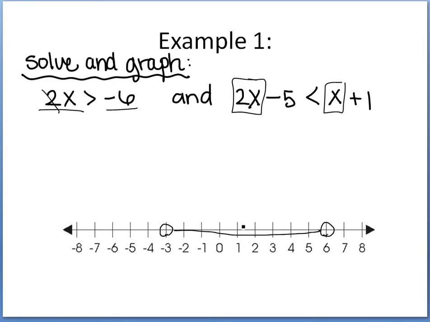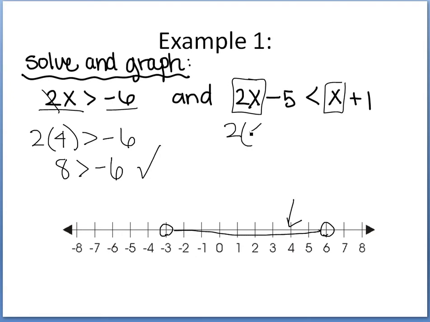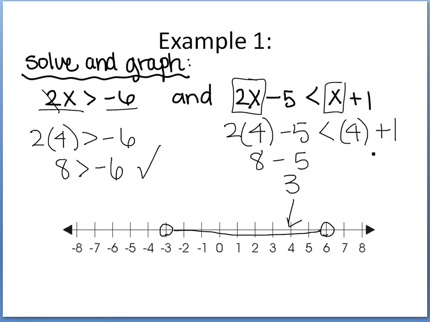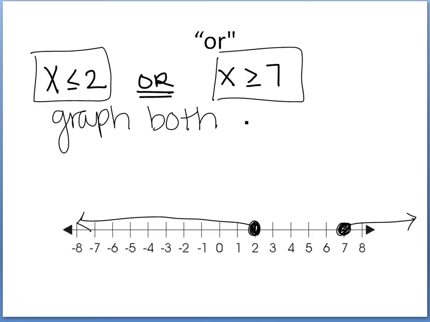So the answers that we had, let me just drop back, were negative 3 and 6 and everything in between, right? So if I pick a number that's in here like 4 and I plug it in for both of these, I will get true statements. Here, 8 is greater than negative 6. True. Now let's plug in 4 for both of the x's here. Here would be 8 minus 5 is 3. And this is 4 plus 1, which is 5. So this says 3 is less than 5. True. So any number I would pick in this range, when I plug them into both, would work for both.